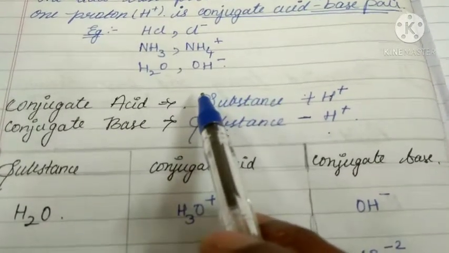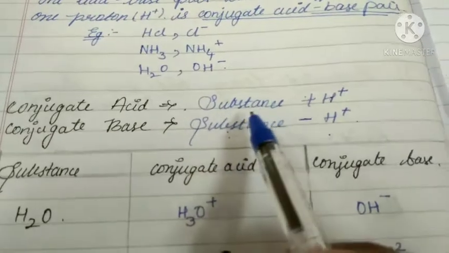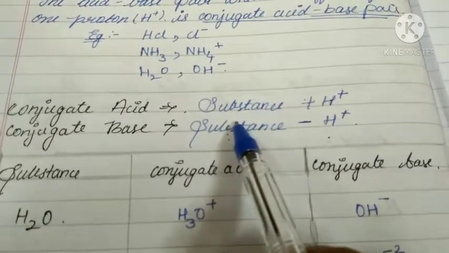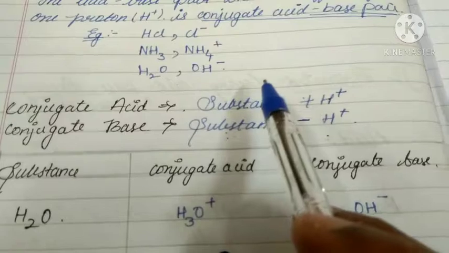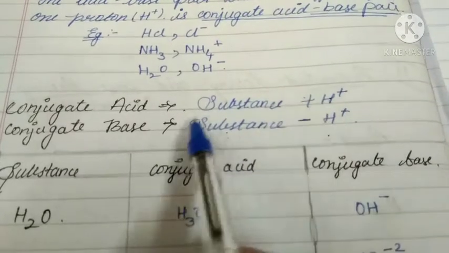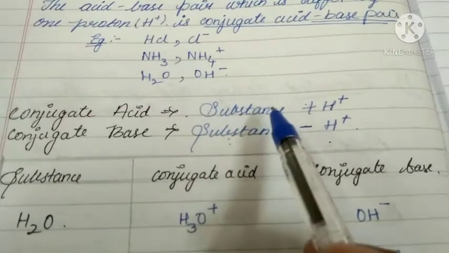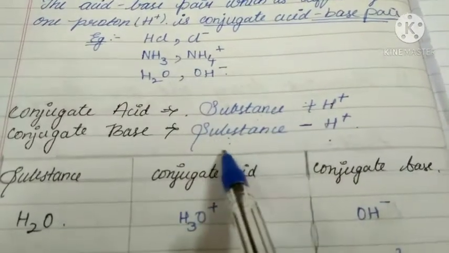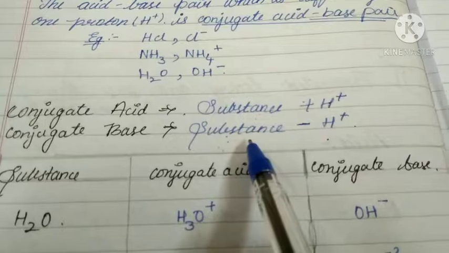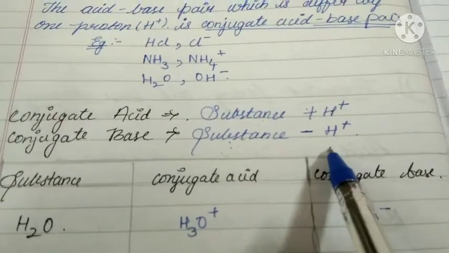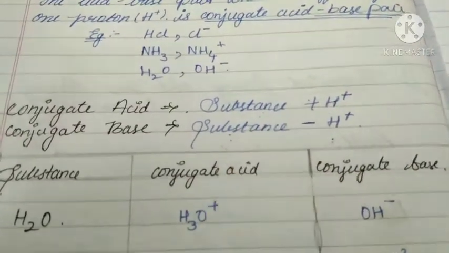Compare with Bronsted acid base theory. What is a Bronsted acid? It should donate H plus, but a conjugate acid means we should add H plus. A Bronsted base means it should gain H plus, but a conjugate base means we should remove an H plus. So both are exactly opposite.